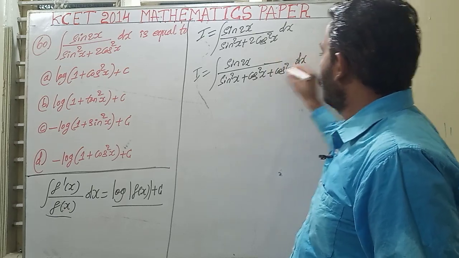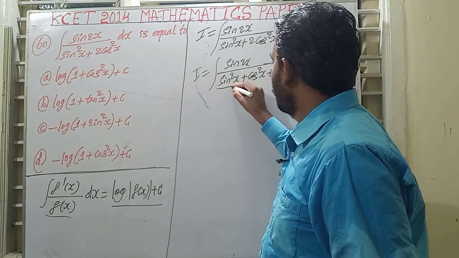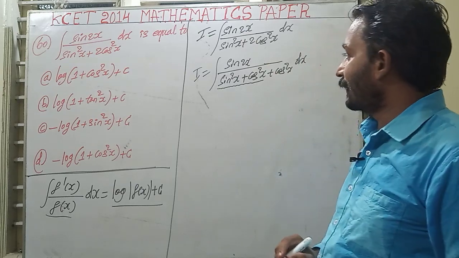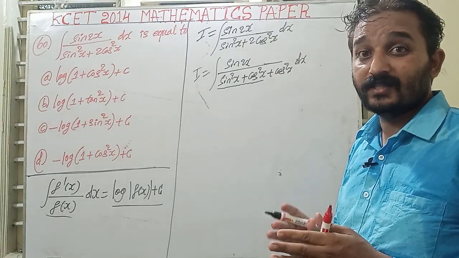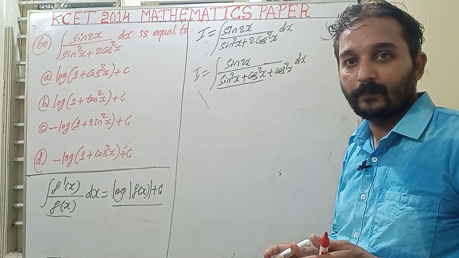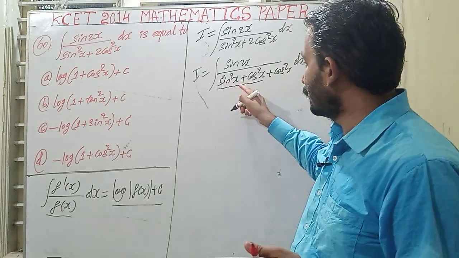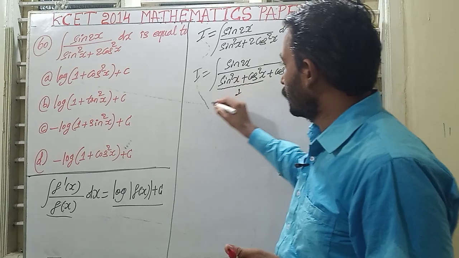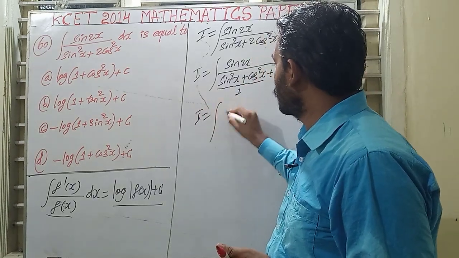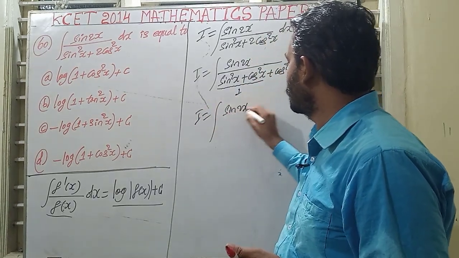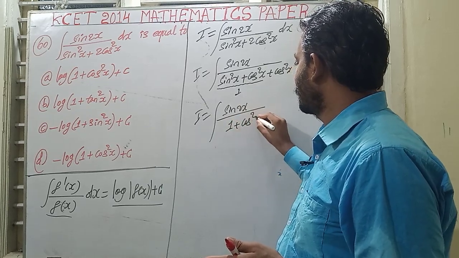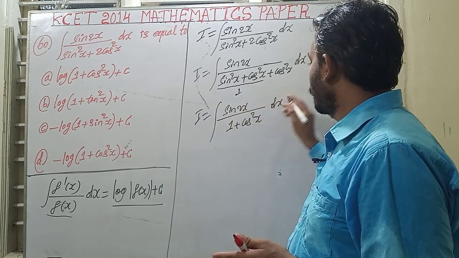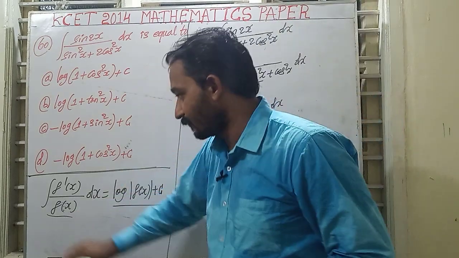So now we know about trigonometry identities. What is the trigonometry identity? In this case, using the formula sin square theta plus cos square theta is equal to 1. In the same way, this value becomes 1. Okay, I is equal to integration of sin 2x divided by 1 plus cos square x. So now the integrand is converted into this form.